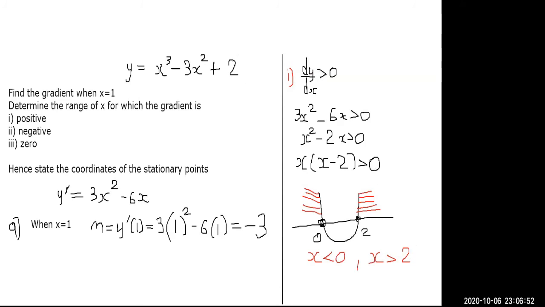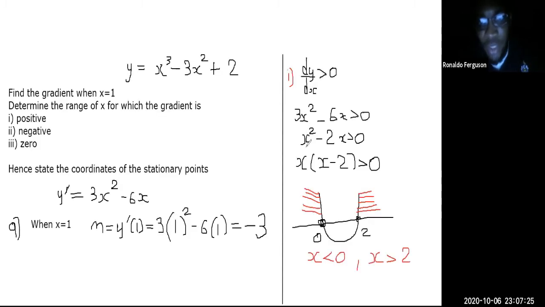Yes, so let's look at part 2 now: whenever the gradient is negative. So the gradient is negative when dy by dx is less than 0. Very good. So this is when the gradient is negative. So we're going to solve.